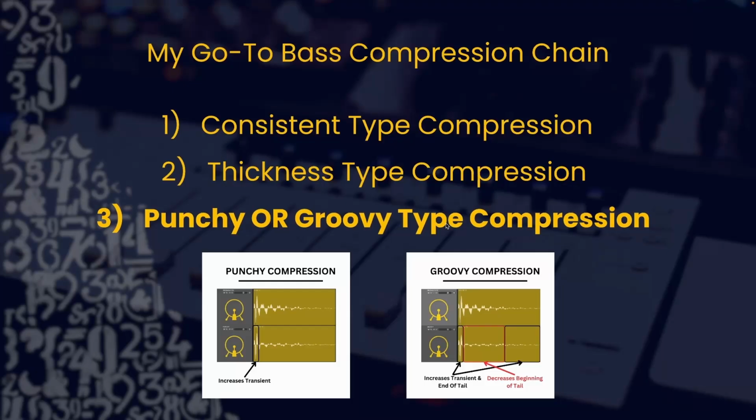Okay, so the next one is punchy or groovy type compression. The idea here is that we're going to be increasing the transients of the notes. Use the thickness type compression to control all of those transients, basically reduce all of them. Now we're gonna be adding them back in. I might want to just add punchy type compression, so I'm reducing the tails, increasing the transient, more impact to the notes, versus groovy is going to be increasing the transient and the end of the tail. So basically it's kind of scooping out the middle a little bit, adding some more movement to the bass overall.